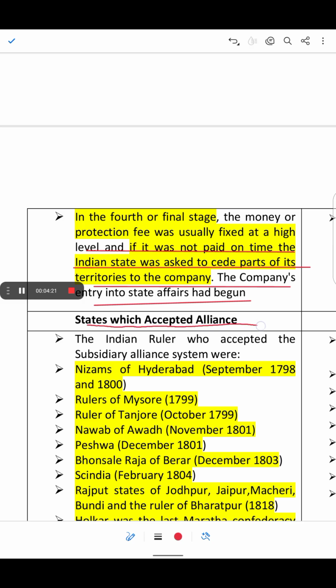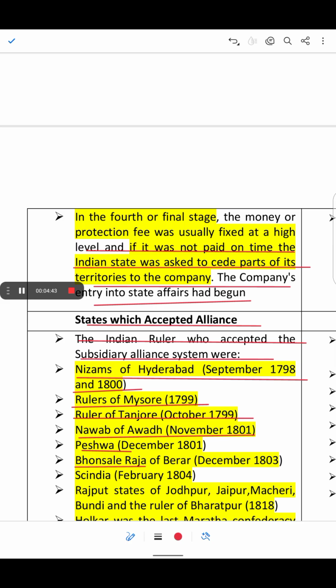The Indian rulers who accepted the subsidiary system were the Nizam of Hyderabad in September 1798 and 1800, the ruler of Mysore in 1799, the ruler of Tanjore, the Nawab of Awadh, the Peshwa, the Bhosle Raja of Berar, the Sindhias in 1804, the Rajput states of Jodhpur, Jaipur, Bundi, and the ruler of Bharatpur.